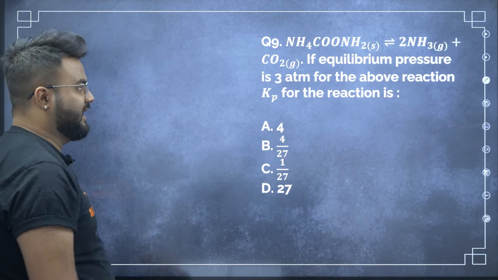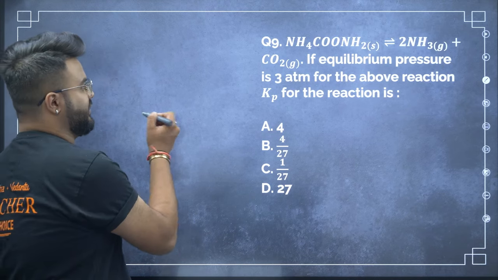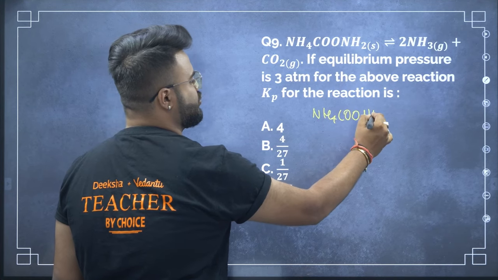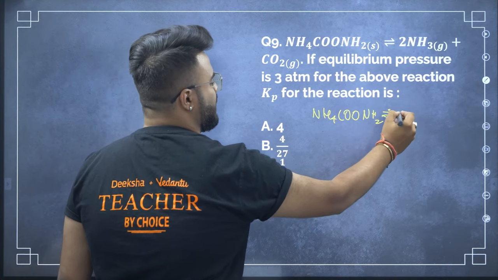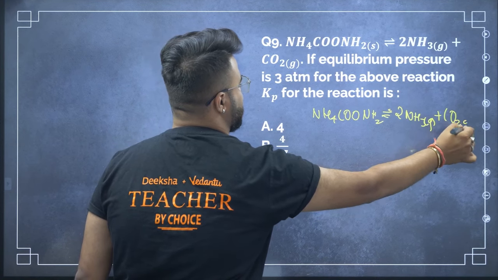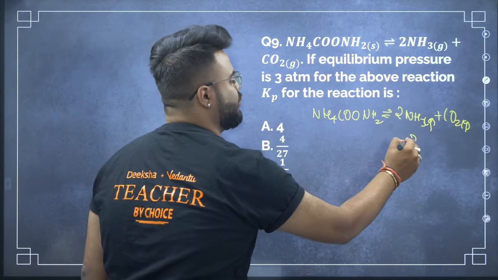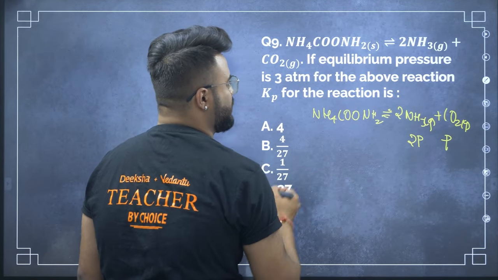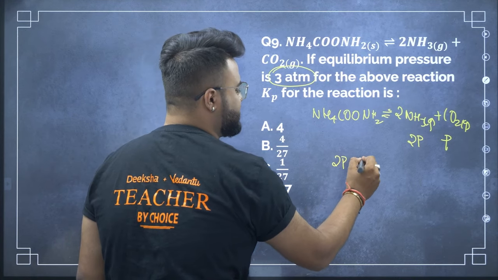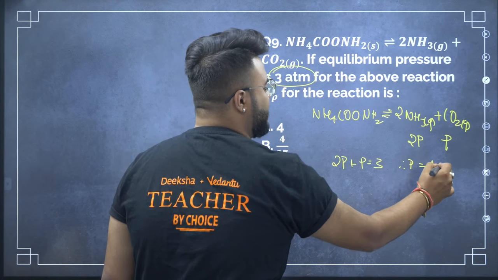Now it is given that, when I go with this, it is nothing but your NH4COONH2, I'll solve it here, which gives plus carbon dioxide gas. Now let us see what they have given, that is 2P and P. So they have given the total as 3 atm. So total pressure 2P plus P is equal to 3. Therefore P is nothing but your 1 atm.